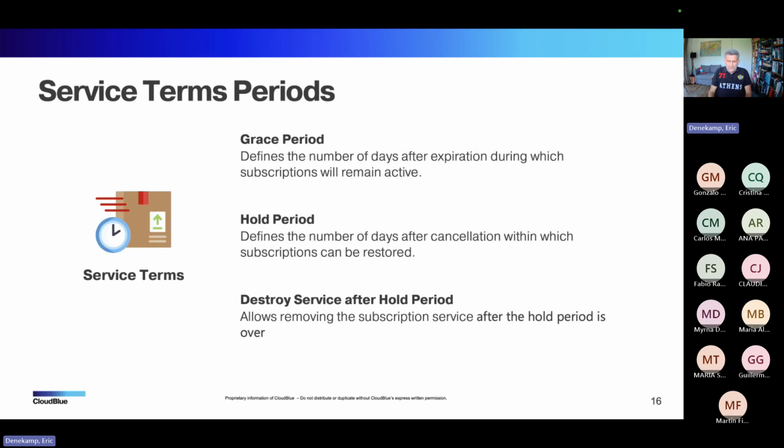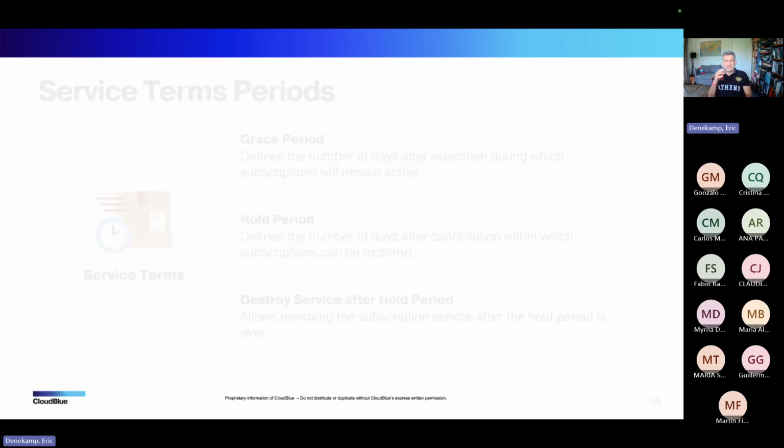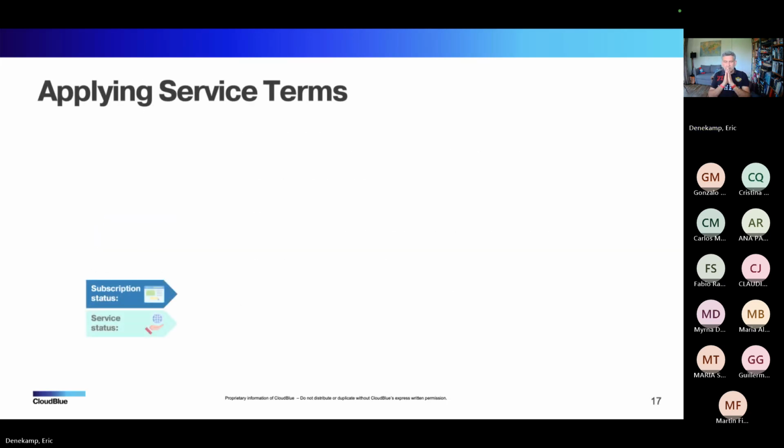So we always advise, if you have cloud services, and most of you have a lot of cloud services, create a service term according to the settings of the actual vendor. That means create a service term for Microsoft 365: 30 days grace, 90-day hold, destroy service after hold. That way, the statuses are aligned. And let's look at those statuses in the example of that first scenario that we have.